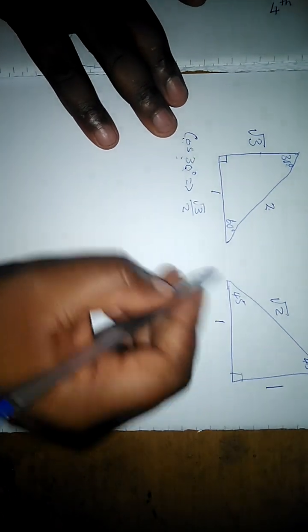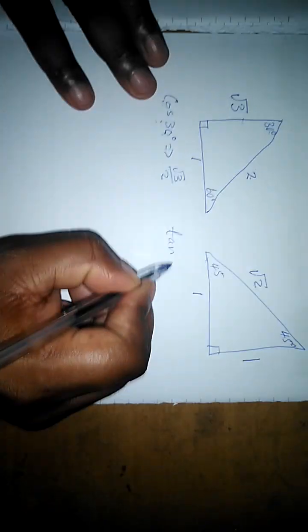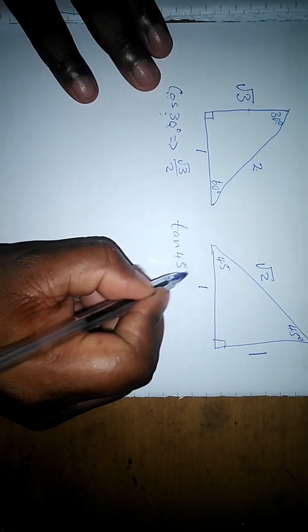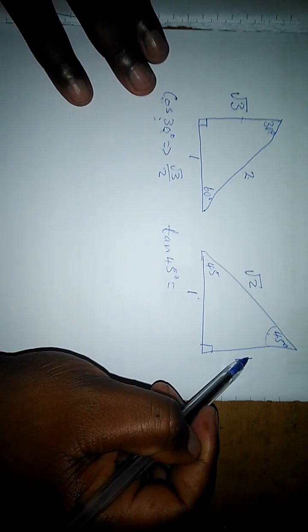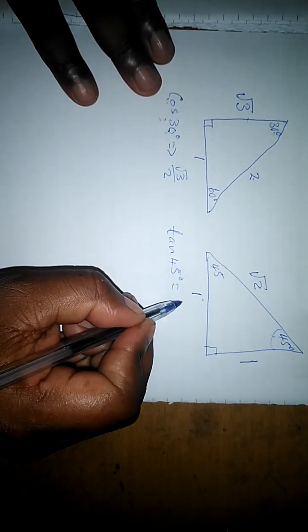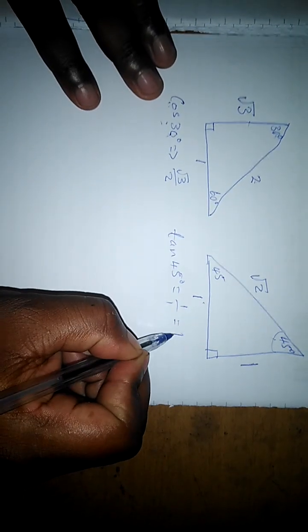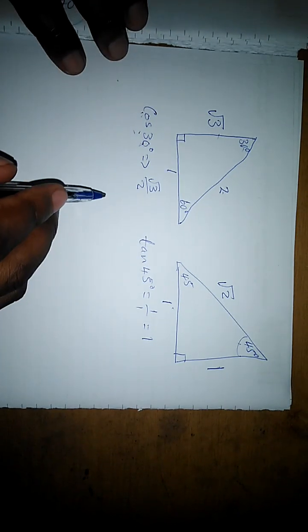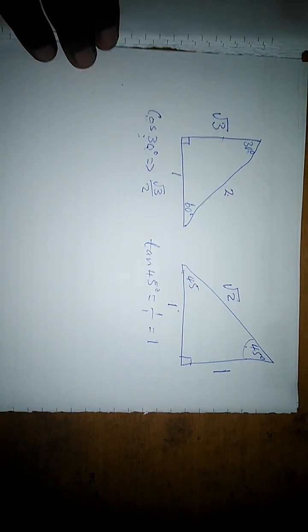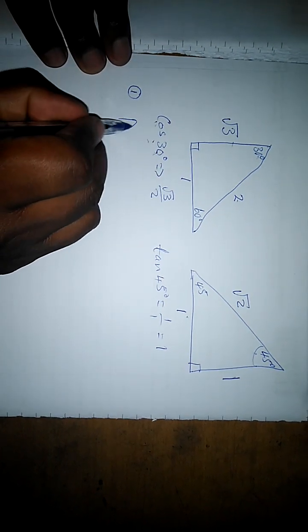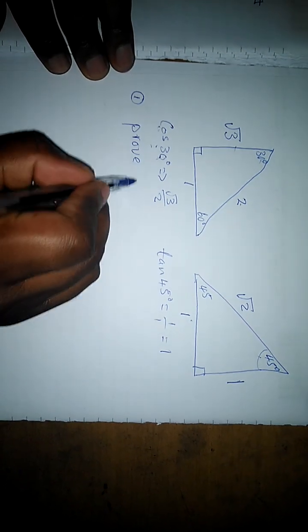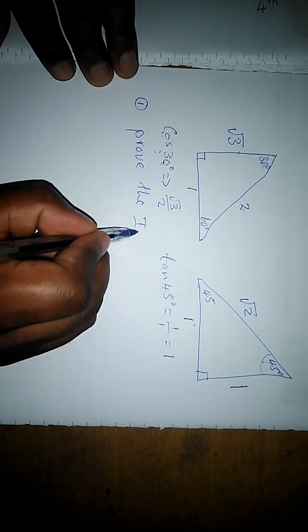Again, here, let's say I have tan of 45, okay? What is tan of 45? Tan of 45 is opposite over adjacent. That means it is 1 over 1, which is equal to 1. Know these things, okay? But now let us prove the identities. Let's say for the first one, now we are proving the identities.